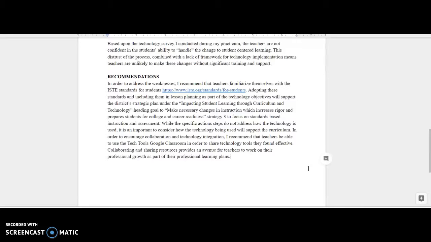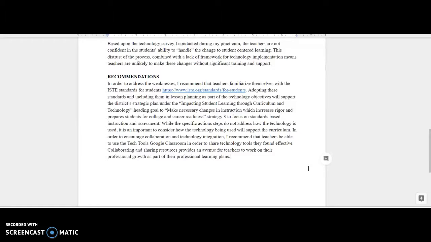Another suggestion I made was to allow teachers to use the Tech Tools Google Classroom. We have a Tech Tools Google Classroom for teachers, which is for our district IT person to give us information, but I think it would be a good idea to use that Tech Tools Google Classroom as a place where teachers can share technology ideas and tools, any new things that they find. And this would open up the way for collaborating and sharing resources that will also help us with our professional development and our professional learning plans.